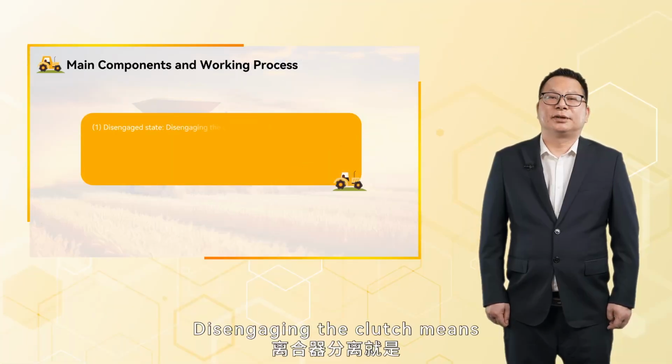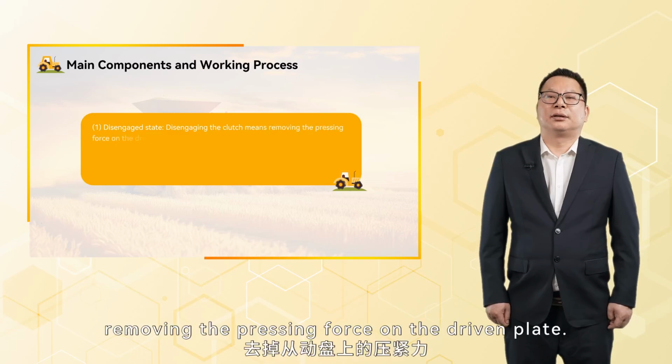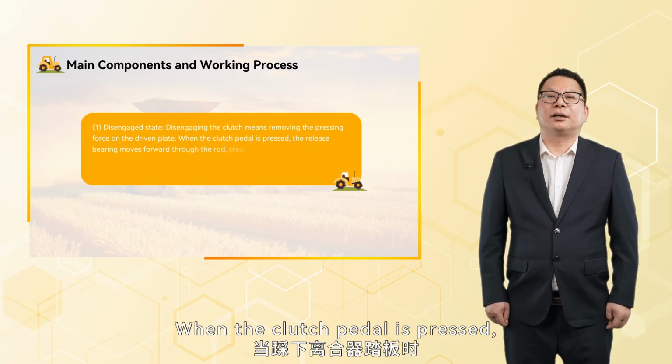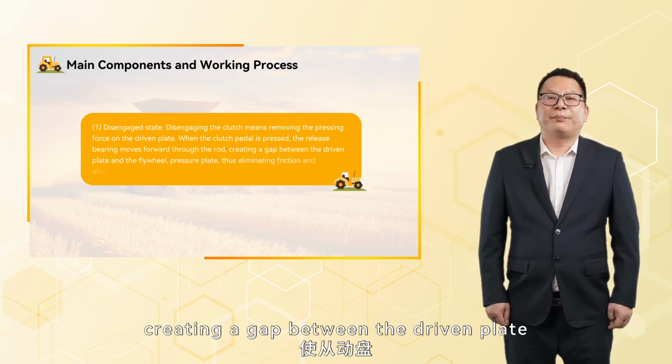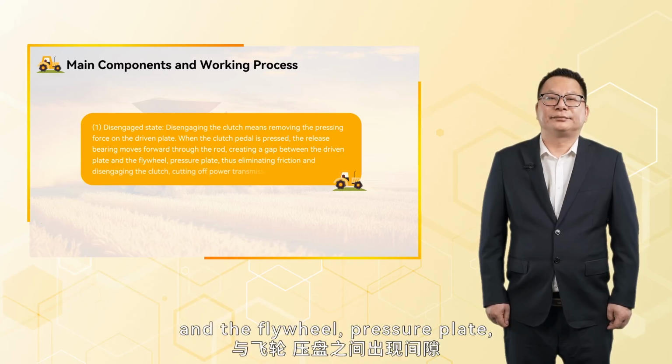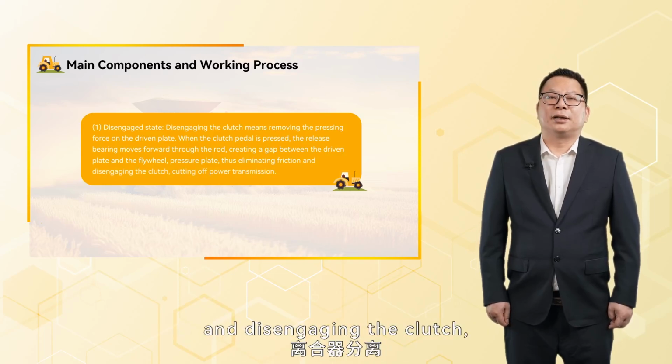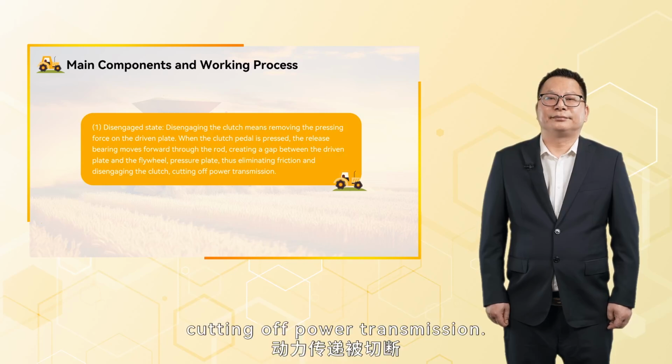Disengaged state. Disengaging the clutch means removing the pressing force on the driven plate. When the clutch pedal is pressed, the release bearing moves forward through the rod, creating a gap between the driven plate and the flywheel pressure plate, thus eliminating friction and disengaging the clutch, cutting off power transmission.